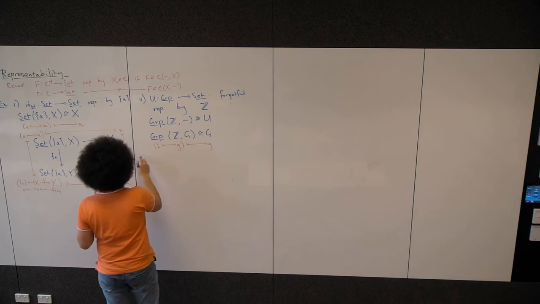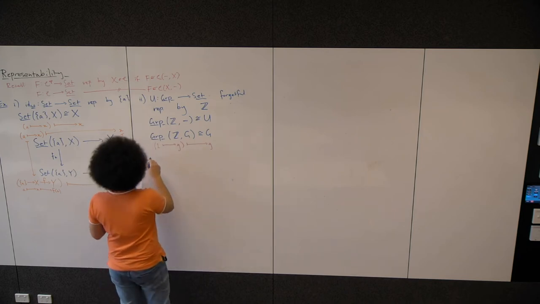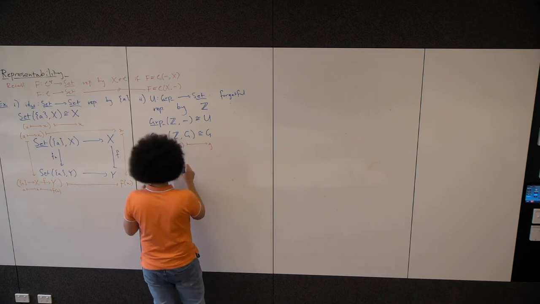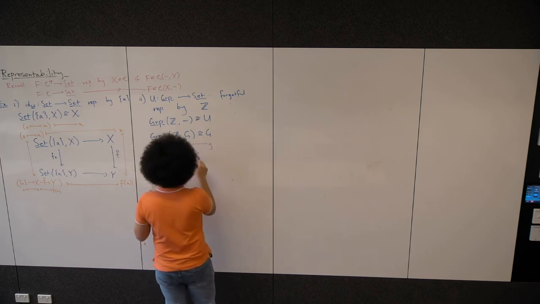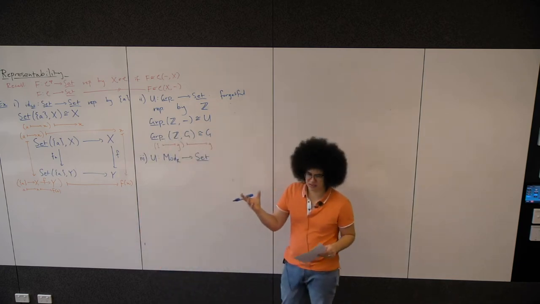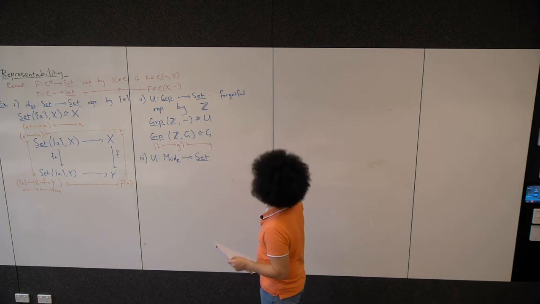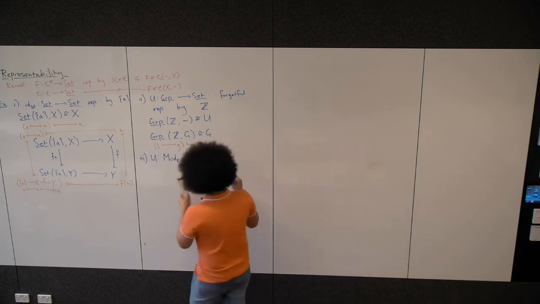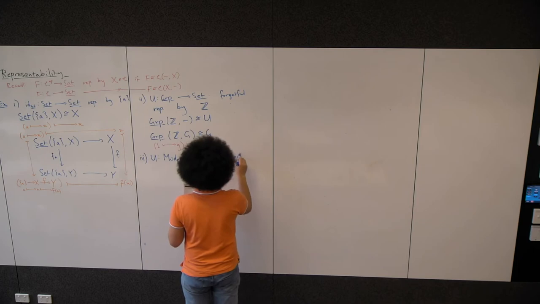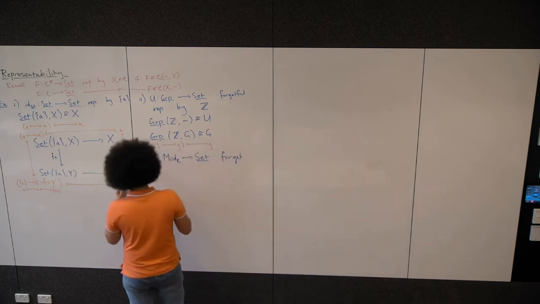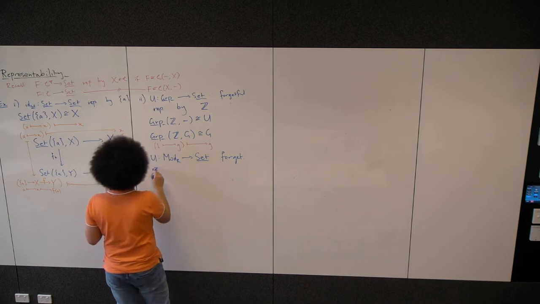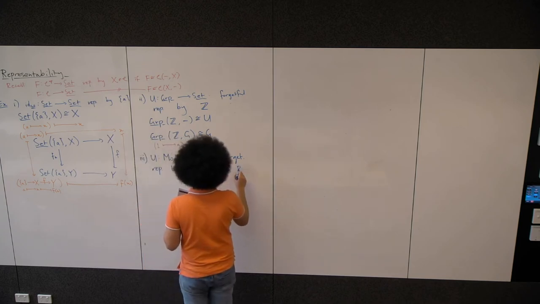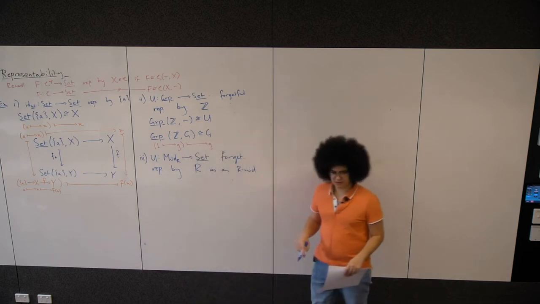All right, so let's see. We also have a forgetful functor from right modules over some ring to set. So now we're taking some R module and forgetting that it's an R module, and just remembering that it's a set. If you want to think about R as being Z, then this is the category of abelian groups. So this is also forget. And this is represented by R as an R module. So any ring is a module over itself.